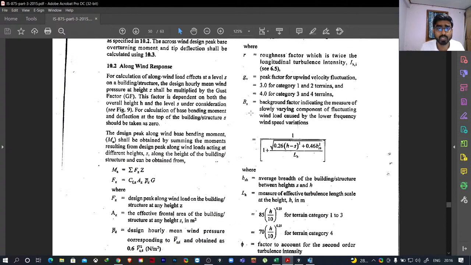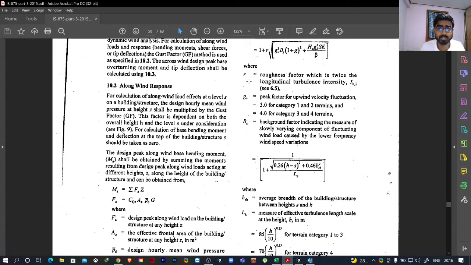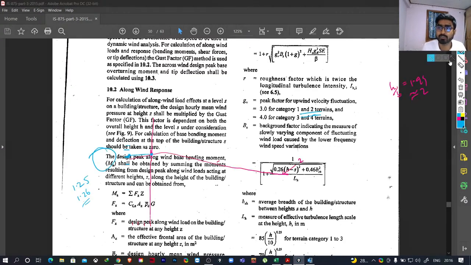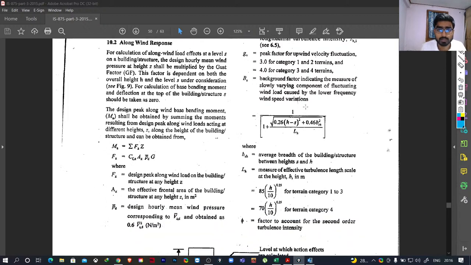So we have got the BS, we have got GV, we have got the roughness factor. Now this formula has one printing mistake actually. It will not be G, it will be phi. This 1 plus G square will be 1 plus phi square, from the spectacle. So this phi is here.